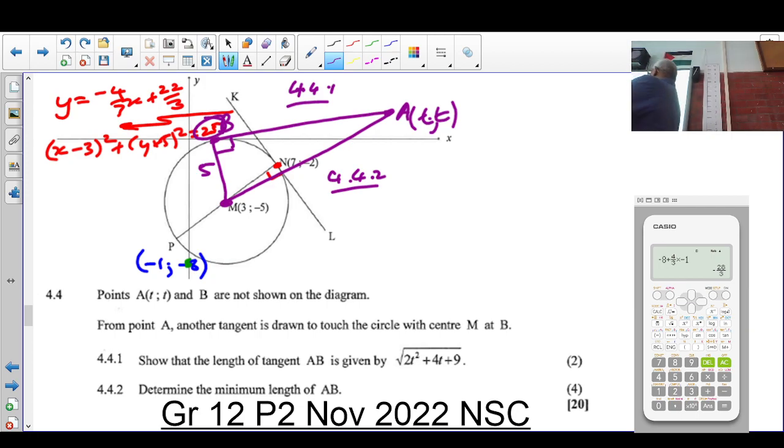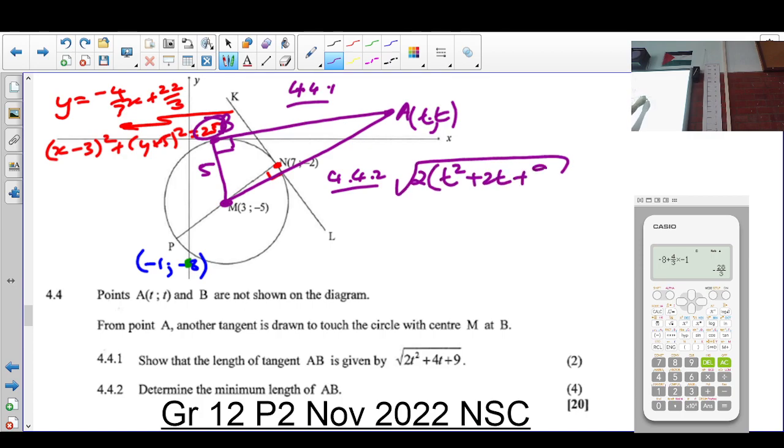Determine the minimum length of AB. So there's two ways of doing that. Either I can complete the square. So let's complete the square. It's going to be 2 as a common factor. It's going to be t squared plus 2t plus 9 over 2.